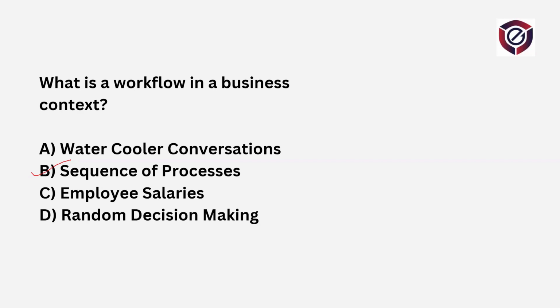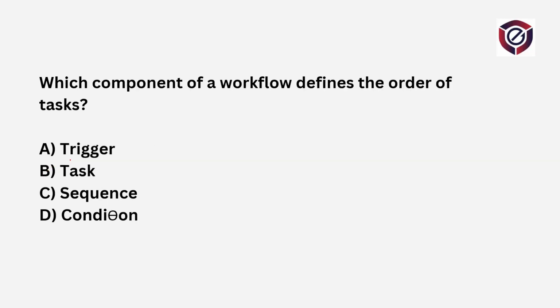Other options such as water cooler conversation are not related to business. Employee salaries, not related. Random decision making, again not related. So the correct option is sequence of processes. You can eliminate options such as water cooler, which is not at all related to business, and then try to find the correct option.